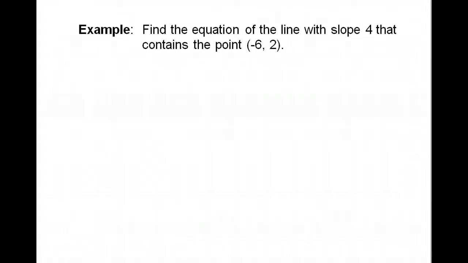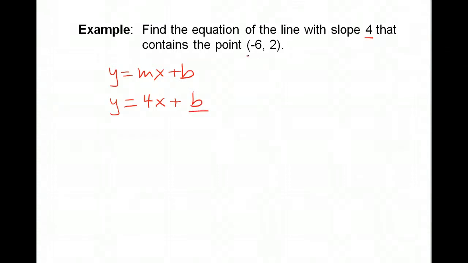Okay, here's our next problem. Find the equation of the line with the slope 4, and it contains the point (-6, 2). Well, remember that we're looking for y equals mx plus b. I don't have b, but I do have the slope. So I know so far that I've got y equals 4x plus b. At this point, I need to find b.